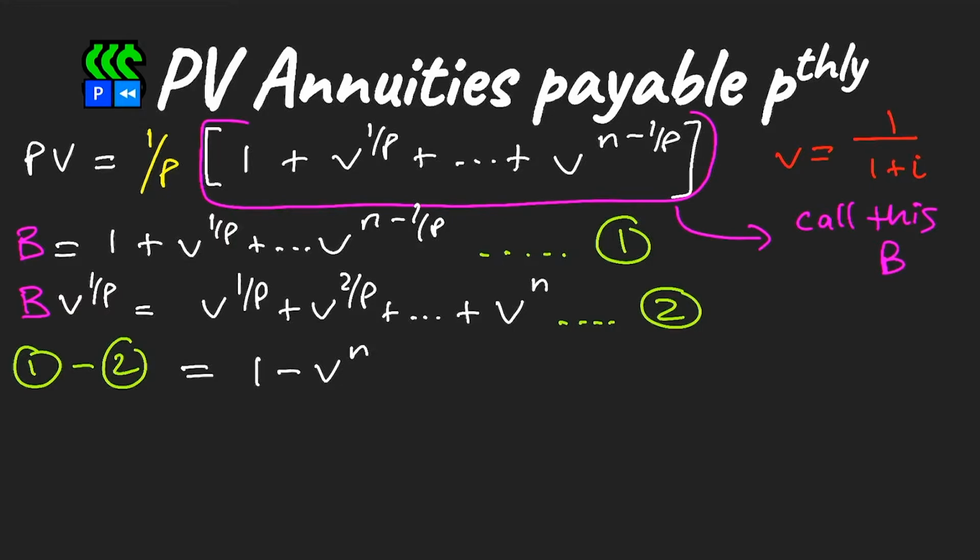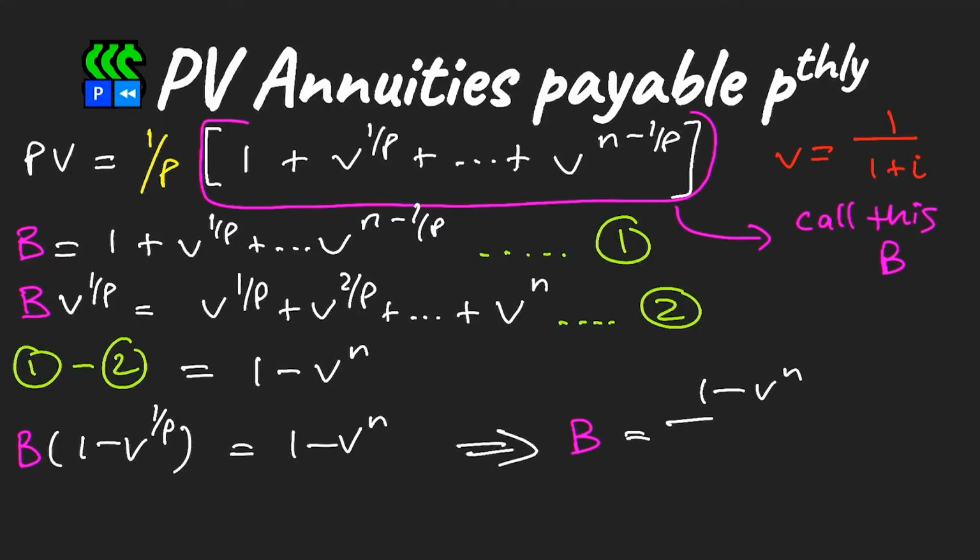On the left hand side, we're left with b times 1 minus v to the power 1 over p. And to get b on the left hand side only, we move the term in the brackets across, and we're left with b equal to 1 minus v^n over 1 minus v to the power 1 over p.